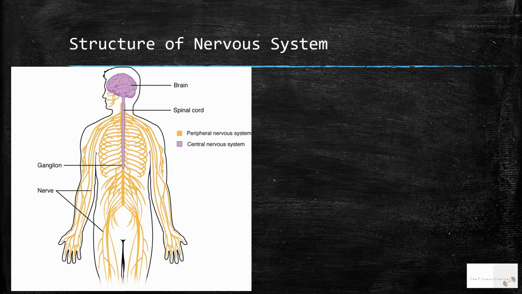And here's how your central nervous system and your peripheral nervous system are structured. The whole nervous system is split up into two parts. As you can see here, we've got our CNS, which is the central nervous system, and that quite simply is the brain and the spinal cord.